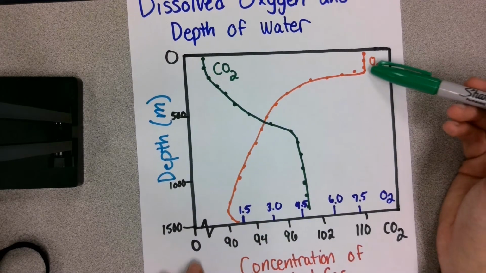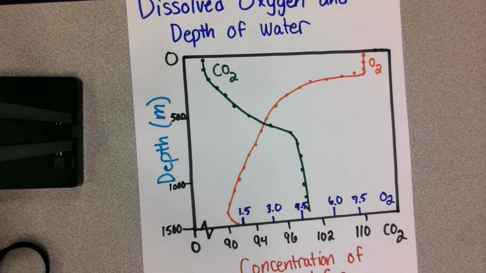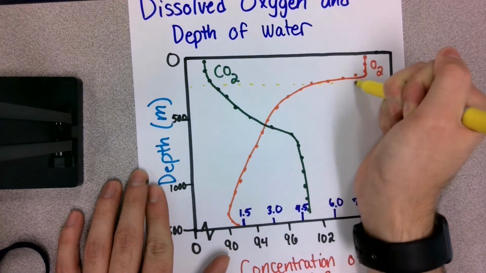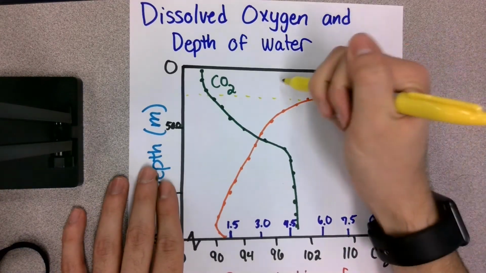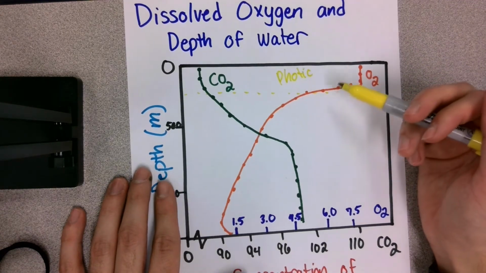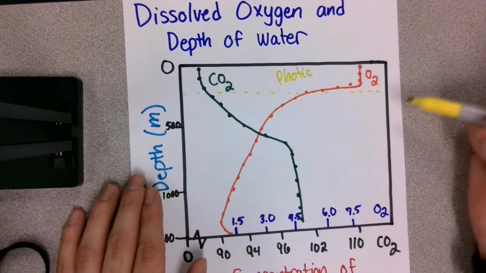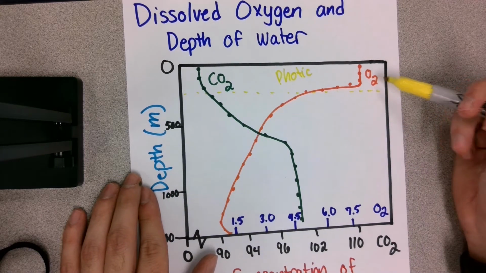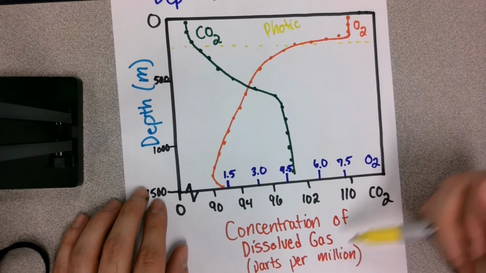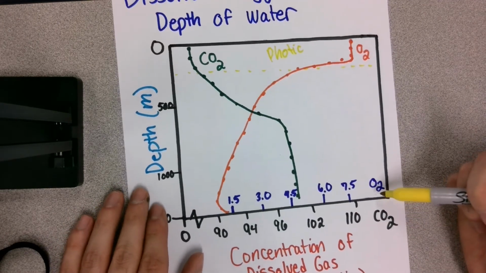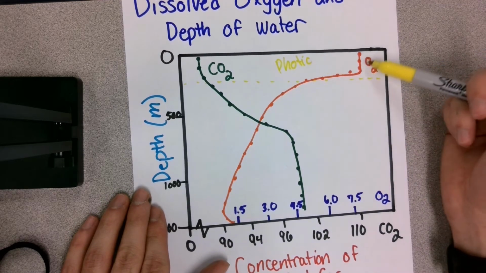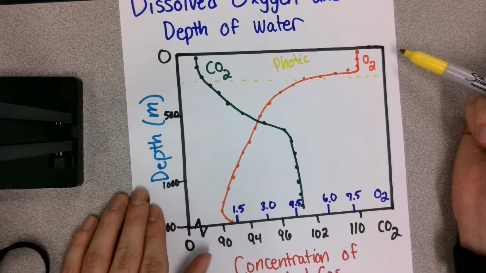So at the top here, this is most likely still the photic zone, this upper portion here. And since there's light in this upper region, we've got a lot of oxygen dissolved in the water. If you look down here at the bottom, it says 7.5. This is parts per million of oxygen dissolved in the water, and this is mostly due to the light. There are photosynthetic organisms that are producing oxygen and putting it into the water.